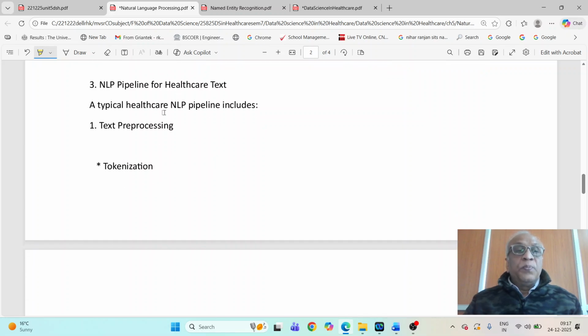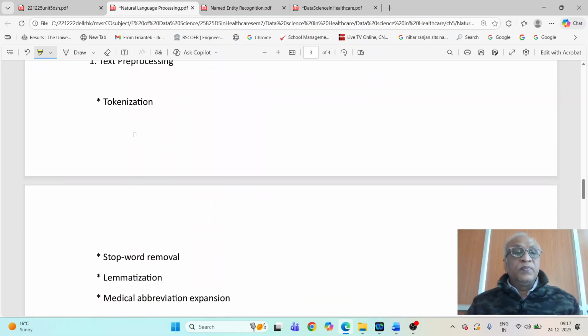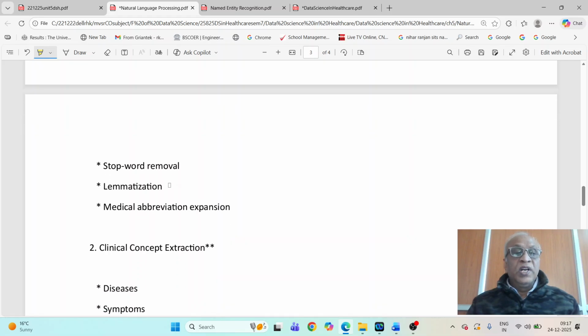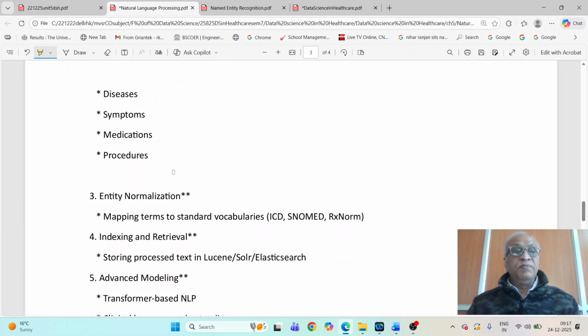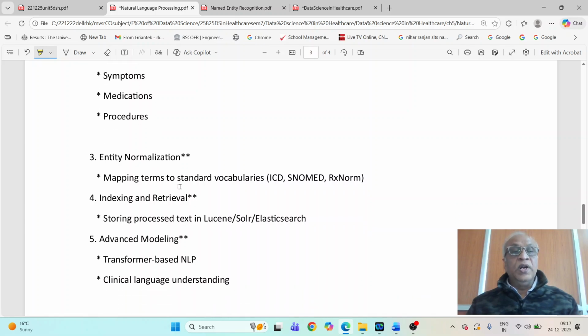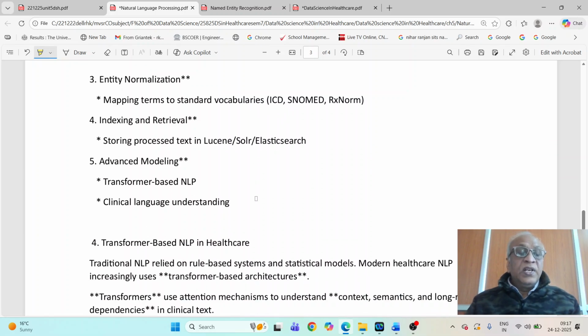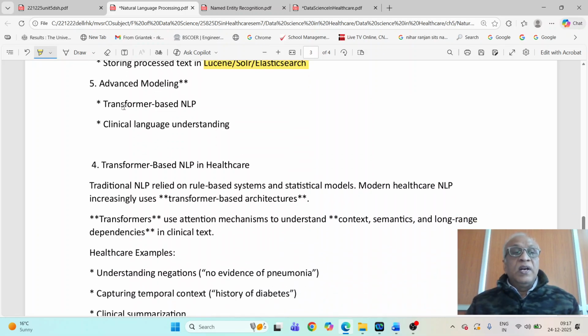Now coming to the pipeline of NLP in healthcare, you have text processing: tokenization, stop word removal, lemmatization, medical abbreviation expansions. Then you have clinical concept extraction: diseases, symptoms, medications, procedures. Then you have entity normalization, mapping terms to standard vocabularies like ICD, SNOMED, RxNorm. Then indexing and retrieval, storing processed text in Lucene, Solr, Elasticsearch, and advanced modeling like transformer-based NLP and clinical language understanding.